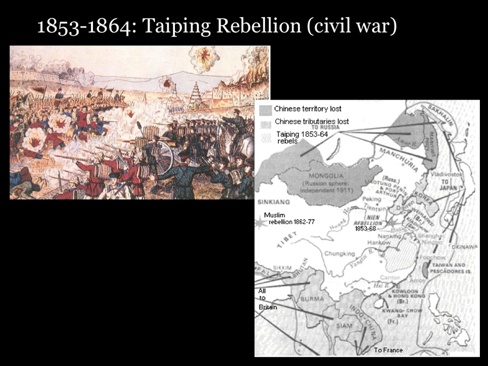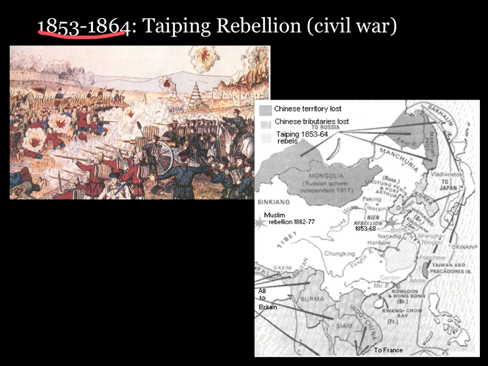Now they have to deal with the aftermath of the Taiping Rebellion and widespread economic depression because the Taiping Rebellion lasts for several years. And as a result of that, you don't really have a whole lot of farming going on. And so people don't have enough food. And of course, they blame the government for that.